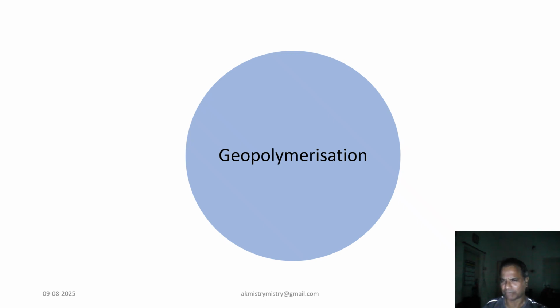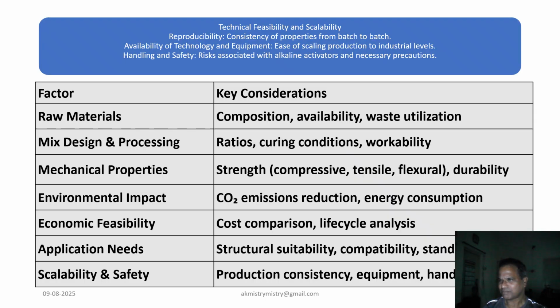Now, coming to our next slide, which is about the technical feasibility and scalability. For geopolymerization to work in real life, it must be repeatable and safe. We need technology that can produce the same quality every time. Also, we must handle chemicals like alkaline activators carefully to avoid risk.